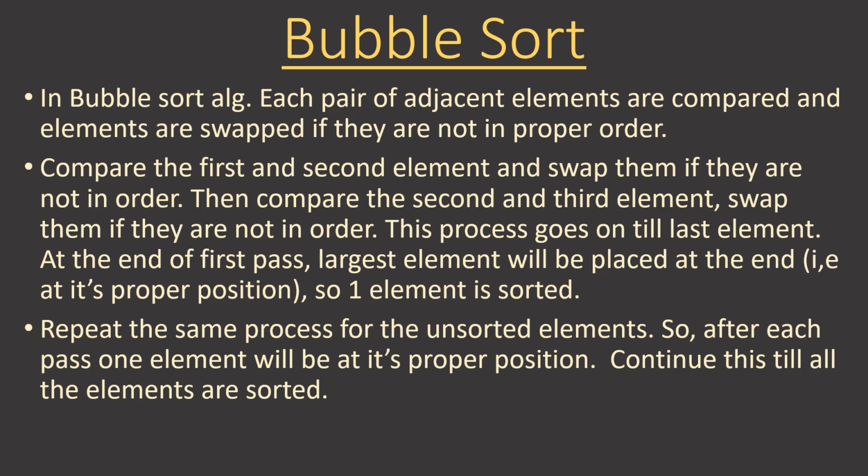Then you have to go to the next pass. That means you repeat the same process again on the unsorted part of the list. We'll compare the first element with the second. If the first one is bigger, then you swap them. Again, the second with the third. If the second element is bigger, then it has to be swapped with the third element. Like this, you go on doing it till n minus 1 elements. Why? Because the last element is already in its proper position. So you continue till all the elements are sorted. Now let's see how to do this.